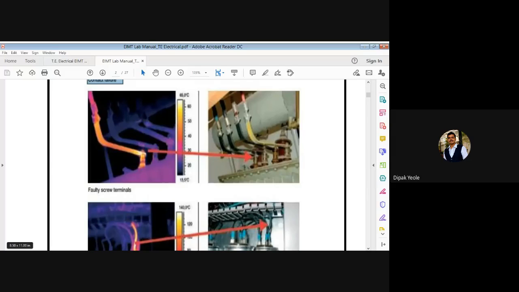Yes, so that can be a point in your project also. If you are going to appear for the 4th year, and if you are looking for a project title, then you can work on these thermal cameras or thermal images, and you can make the project also.